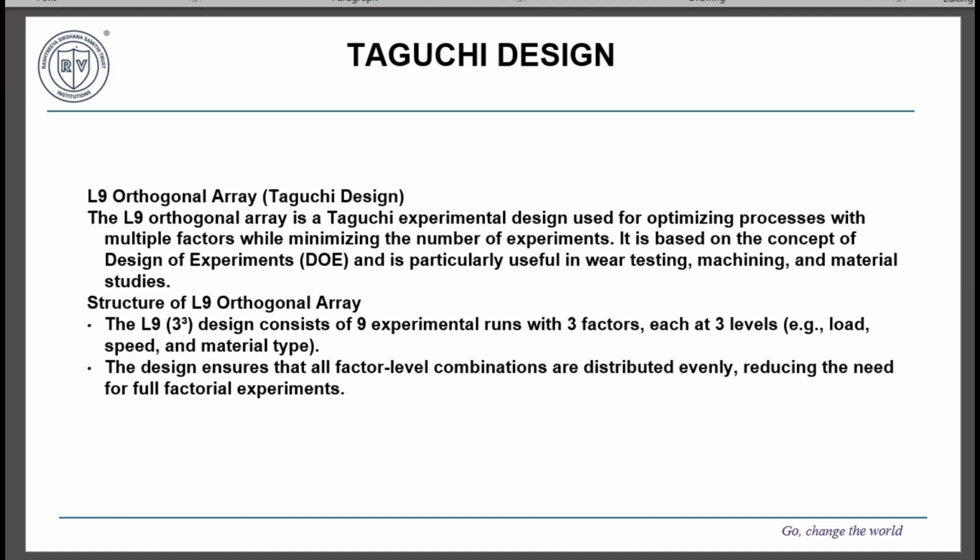In this design, we get 9 experiments instead of 27, which reduces the work for the person, and it is easier to optimize experiments with higher iterations, more than 27. This design ensures that all factor level combinations are distributed evenly, reducing the need for full factorial experiments.